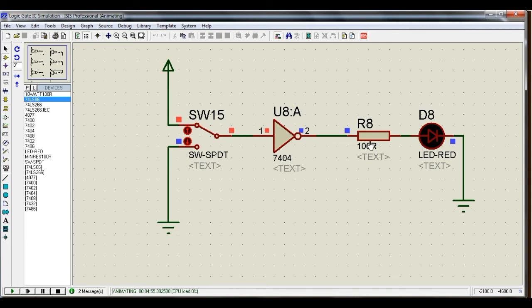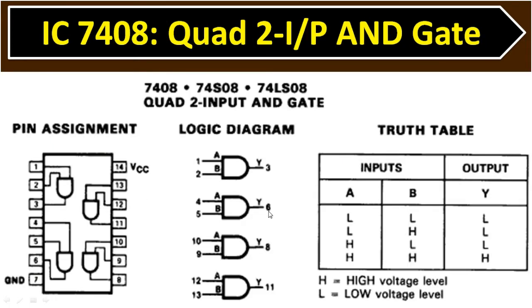Okay, now let us see the next gate, that is 7408. Okay, so this is a quad 2-input AND gate. Here quad means 4, and all the gates have 2 inputs. Now in this IC, as usual, pin number 14 is VCC, that is, you have to connect the plus 5 volt supply here, and connect the negative terminal of the power supply to pin number 7, that is ground.